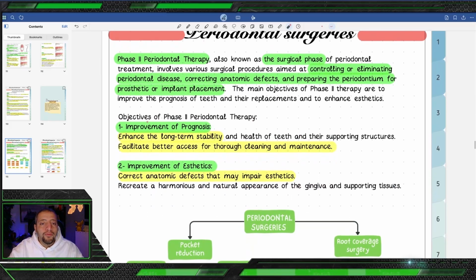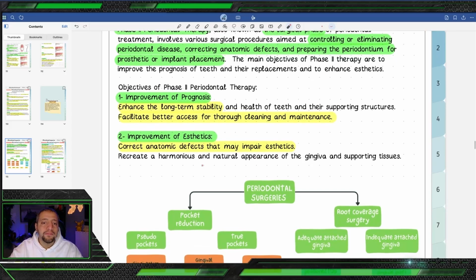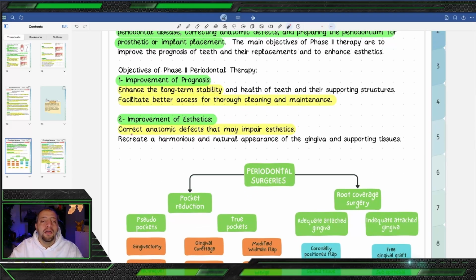Okay. Objective of phase 2: improvement of prognosis, as you can see here, enhance the long-term stability. So if you do a surgery, this surgery will end up with recession. This recession will make the pocket shallower and the patient can clean this area. Okay, I'm happy here. And the health of the teeth and their supporting structure. Facilitate better access for thorough cleaning and maintenance. Improvement of aesthetics: correct anatomic defects that may impair aesthetics.